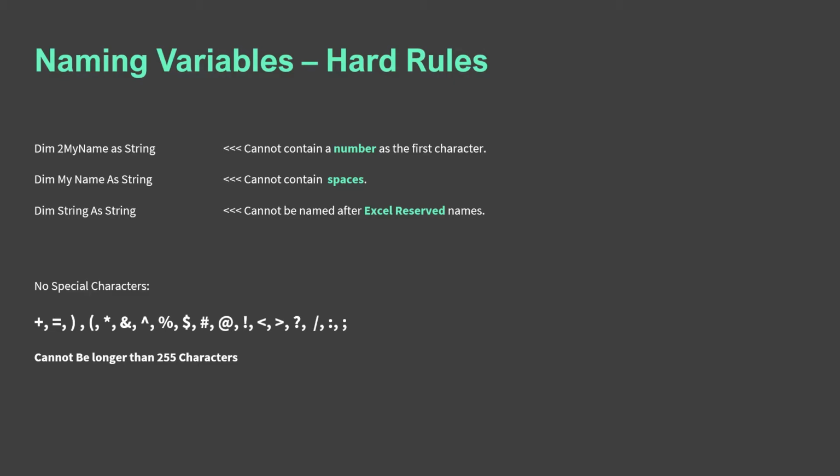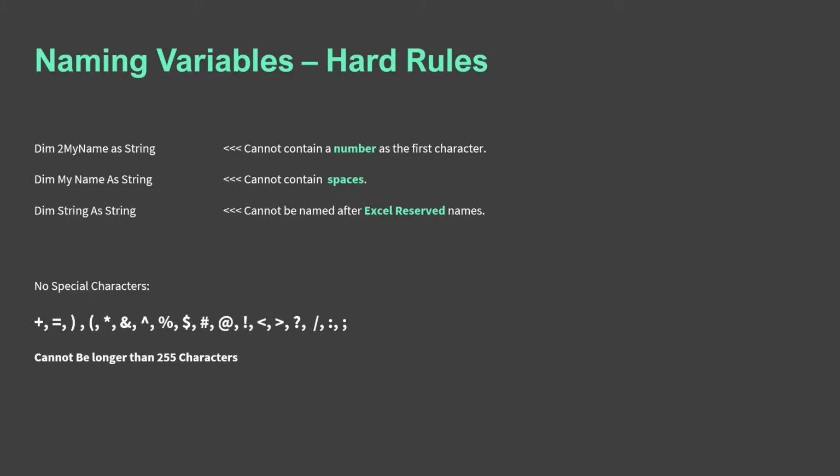Some of the hard rules that we have to follow are, for example, we cannot have the first character in our variable name be a number. So the first character cannot be a numerical character. That will return a syntax error. I cannot have spaces in my variable name. That will also commit a syntax error.